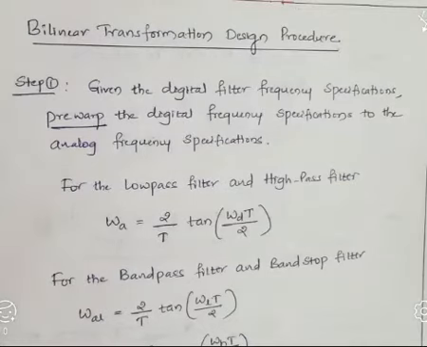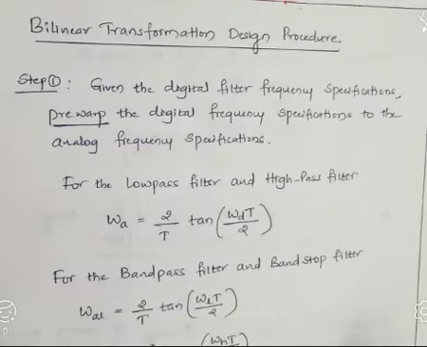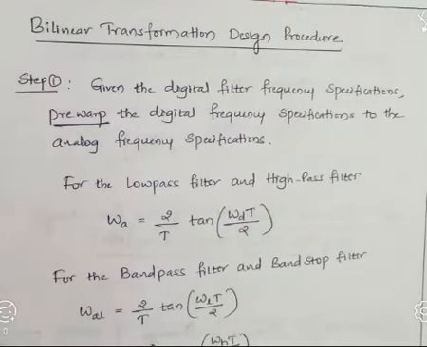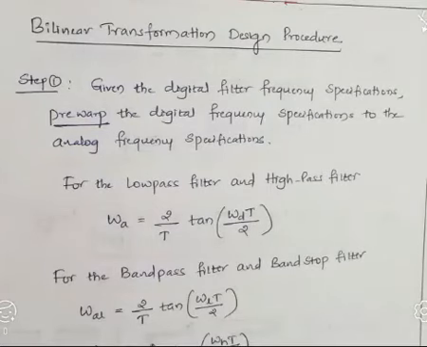Bilinear transformation design procedure. In this session, we are going to discuss how to convert an analog filter to a digital filter. This is one of the best methods for converting a given analog filter to digital filter specifications. Sometimes the problem gives the digital filter specifications, so first we have to convert the given digital filter specifications to analog filter specifications by using prototype transformations, nothing but pre-warping. Already we discussed bilinear transformation and how we perform pre-warping in the previous session.